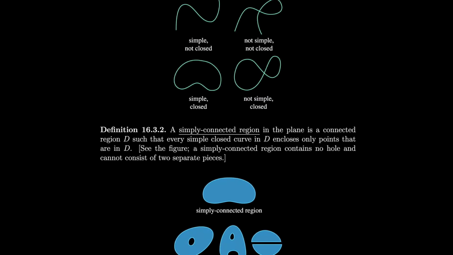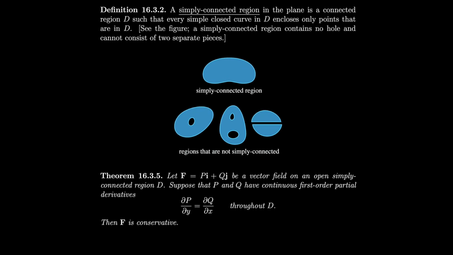So now that we know what a simple curve is, we need to talk about what a simply connected region is. And that's a connected region. So remember, that means that we can connect any points inside with a path. But it's also a region in which every simple closed curve encloses only points that are in D. So in other words, if I draw a simple closed curve like this, then the inside of it must be inside of my region, which is a fancy way of basically saying that there are no holes and no separate pieces, because in this case it wouldn't even be connected because I couldn't draw a path from here to here.